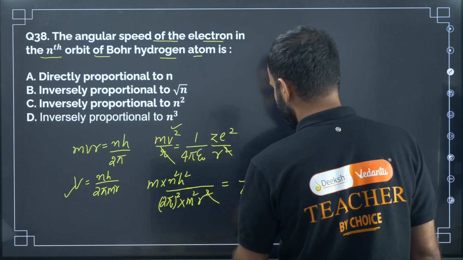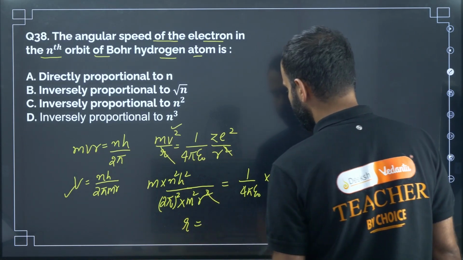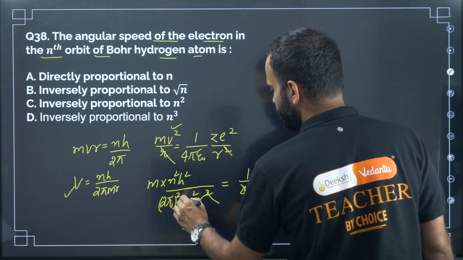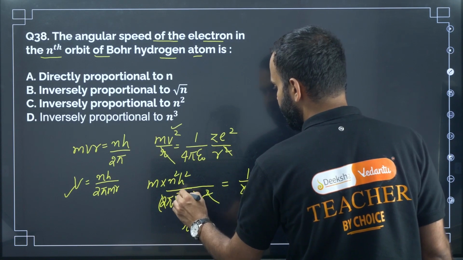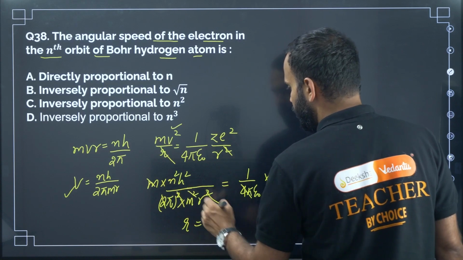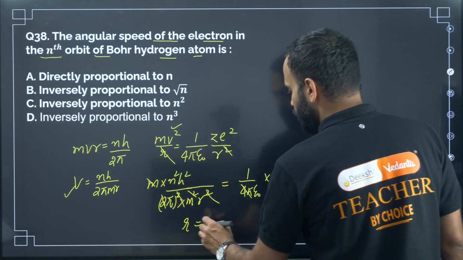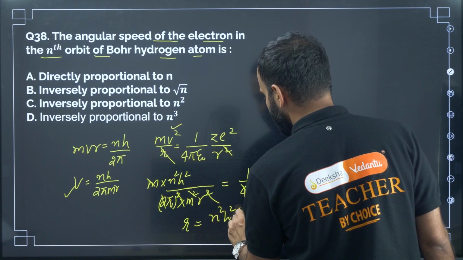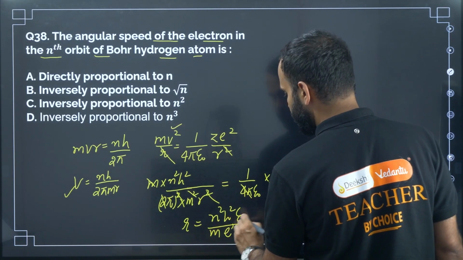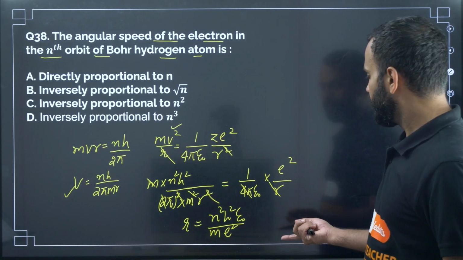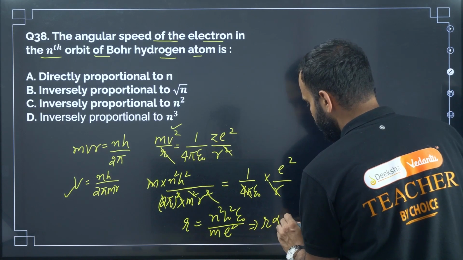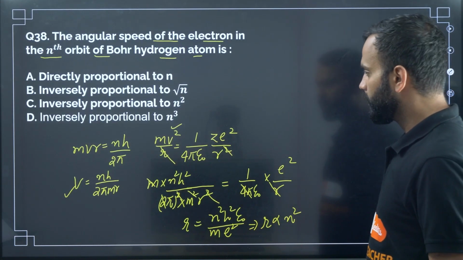So now we need to find here r, right? So r is equal to, 4 pi and 4 pi will get cancelled, right? So now m will also get cancelled, right? So r equal to n square h square epsilon naught divided by m into e square into z. Z is 1 for hydrogen atom, right? So r is directly proportional to n square, right?